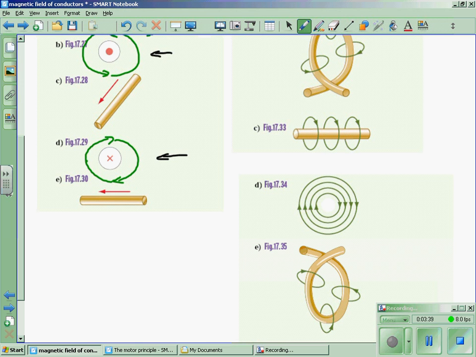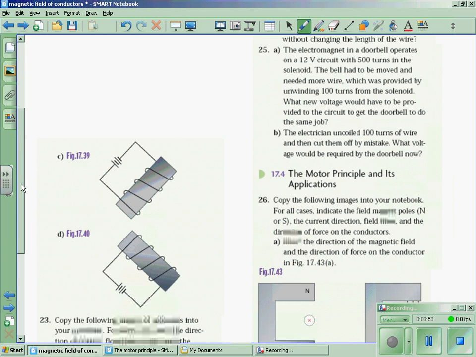Now, what we're going to do is take that straight piece of wire, and imagine that we've taken that wire and wrapped it around into somewhat of a loop, or in this case, several loops.